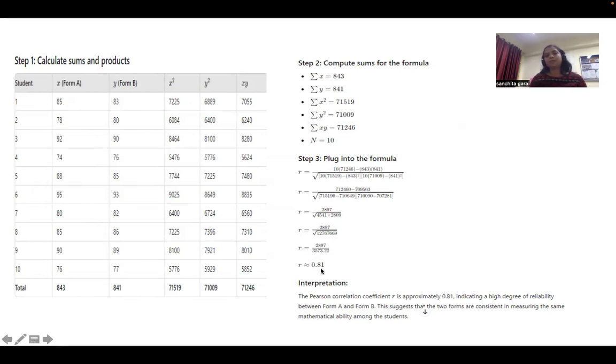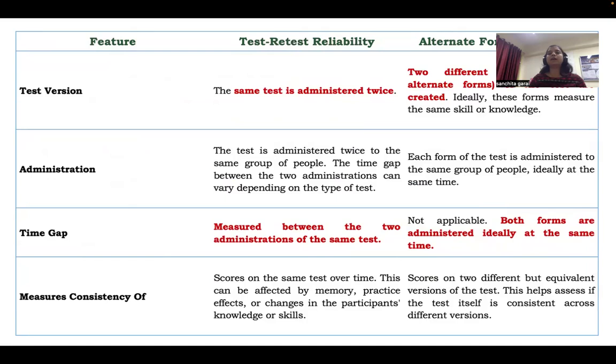You can also try it and get 0.81, because this correlation coefficient value varies from 0 to 1. If it is near 1 or above 0.5 or 0.6, it is good enough. So the Pearson correlation coefficient is approximately 0.81, indicating a high degree of reliability between form A and form B. This suggests that the two forms are consistent in measuring the same mathematical ability among the students. So this is all about the alternative forms of reliability test.